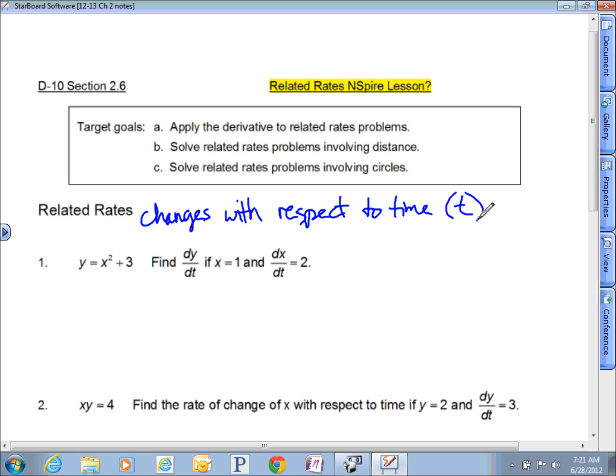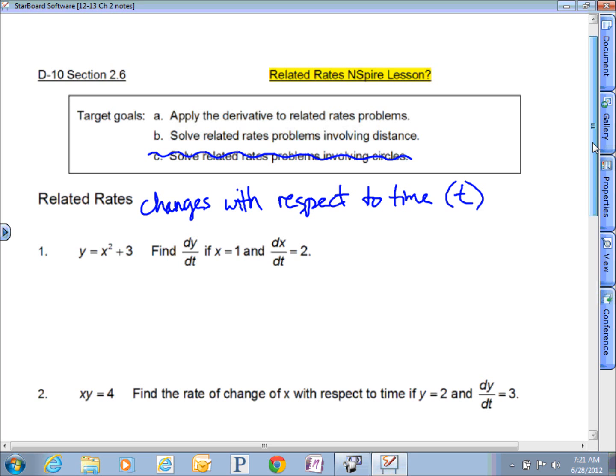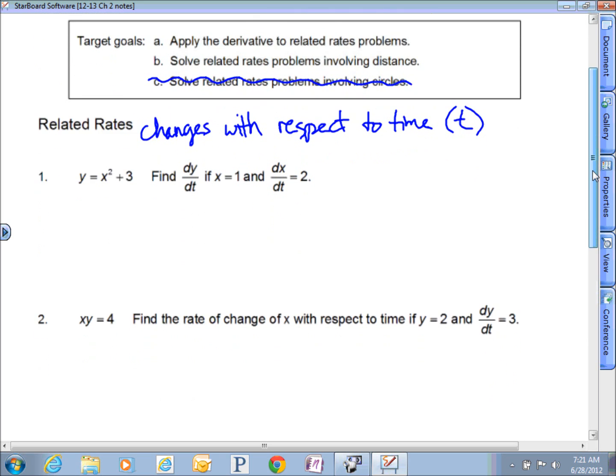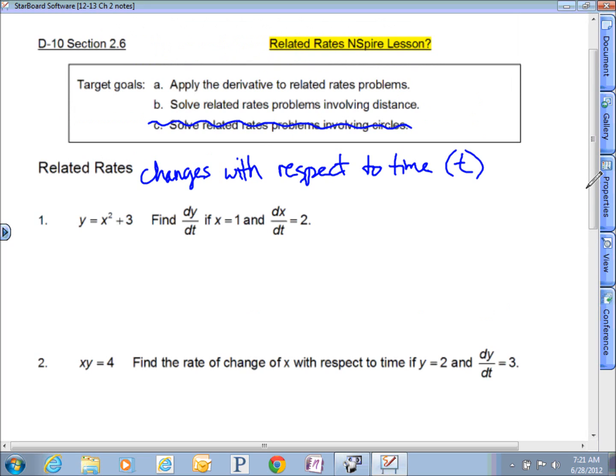So apply the derivative to related rates problems. That's our goal. And then related rates problem involving distances. I'm going to get rid of this goal C because we're not going to do it in this section. We're going to do it in lessons to come. So related rates. What we're going to do is start out with a function. And remember what we're doing here is we're saying every variable is a function of time. Every variable.